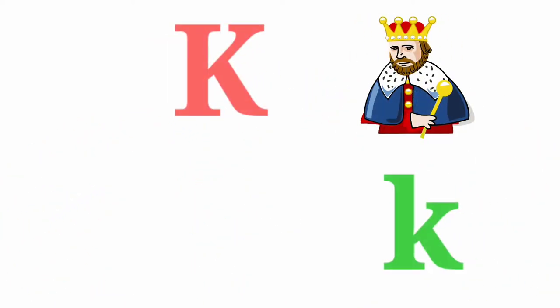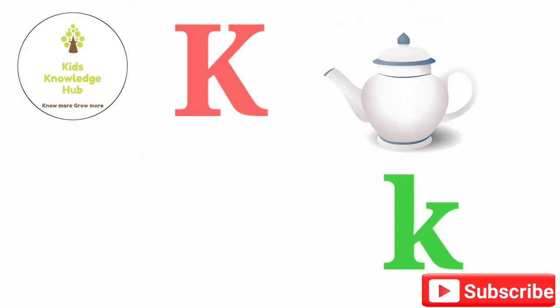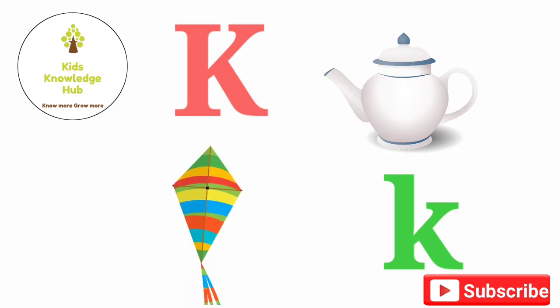Letter is K. Sound is K. K, K, K, K, K. K for king. K for kids. K for cattle. K for kite.